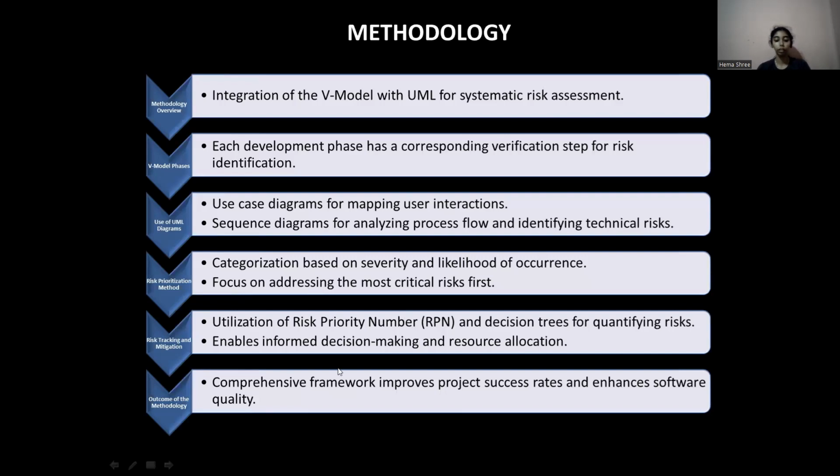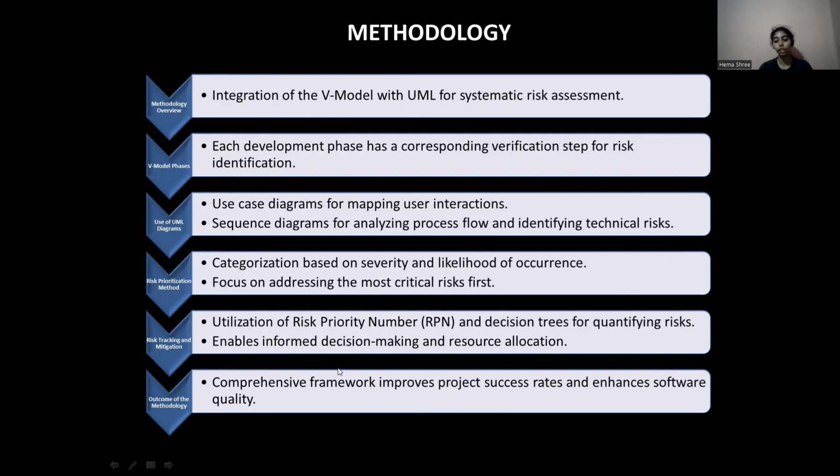Methodology. The methodology employed in this study revolves around the integration of V-model and UML techniques to systematically assess and mitigate software risk. The V-model is selected for its linear test-driven approach, where validation and verification take place at every phase of development. Each phase from requirement gathering to implementation has a corresponding verification step, ensuring that risks are addressed at the earliest stage possible. To complement the V model, UML diagrams are used for visualizing the process and interaction within the software system.